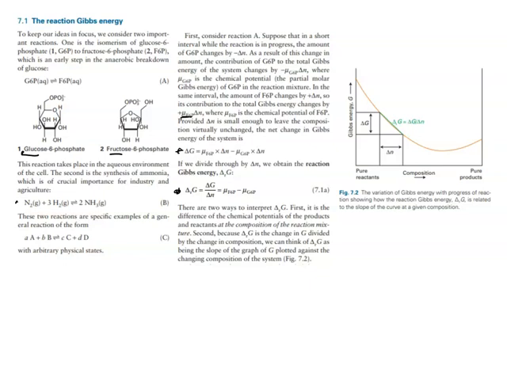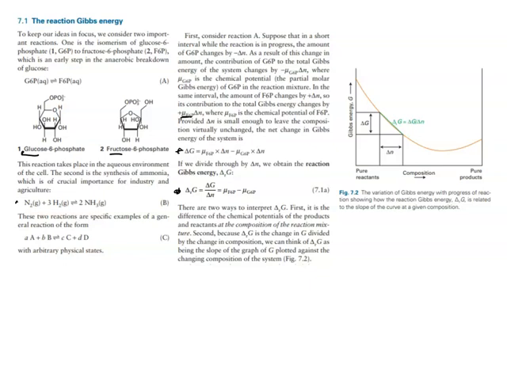There are two ways to interpret delta G reaction. First, it is the difference between the chemical potentials of the products and the reactants at the composition of the reaction mixture. Second, because delta G reaction is the change in G divided by the change in composition, we can think of delta G R as being the slope of the graph of G plotted against the changing composition of the system, which is what we're seeing in figure 7.2.